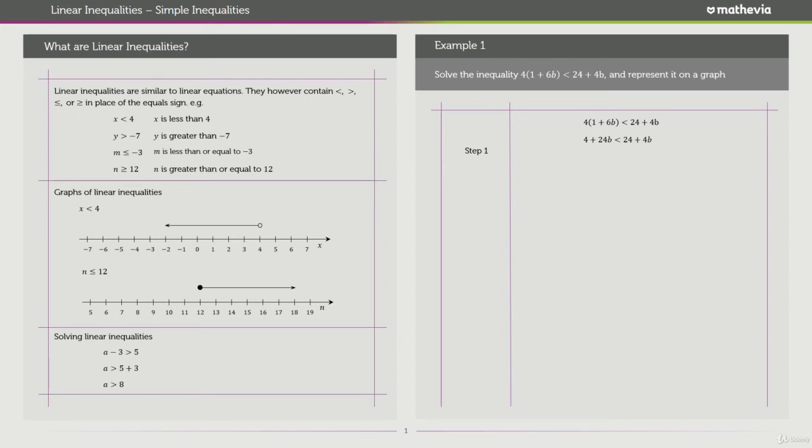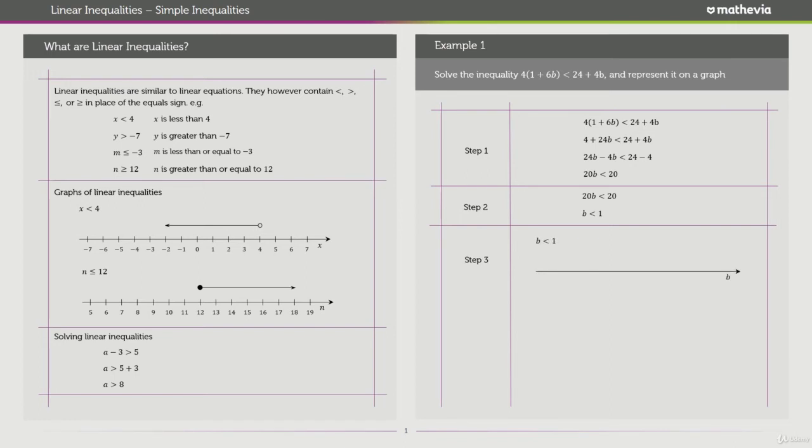Solve it as you would a simple linear equation. So we'll move our b terms over to the left, so we'll move 4b over to the left and 4 to the right, and we have 24b minus 4b is less than 24 minus 4. Solving that out, 24b minus 4b gives 20b, and 24 minus 4 gives 20. Now we have 20b less than 20. Just like a linear equation, we divide both sides by 20, and we have b is less than 1.